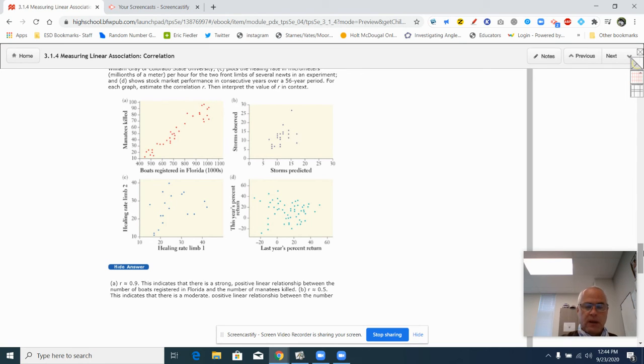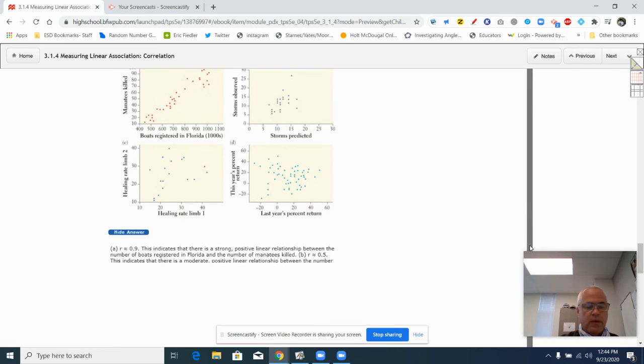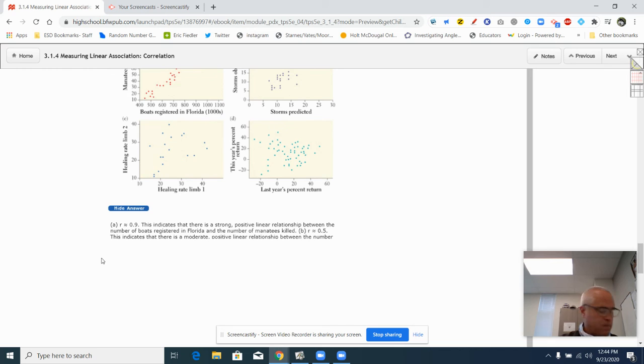For part B, the storms predicted and storms observed, R is about 0.5. See how these are more spread out than part A was? This indicates there's a moderate positive linear relationship between the number of named storms predicted and the actual number of named storms.